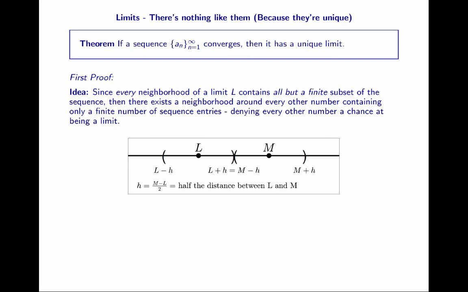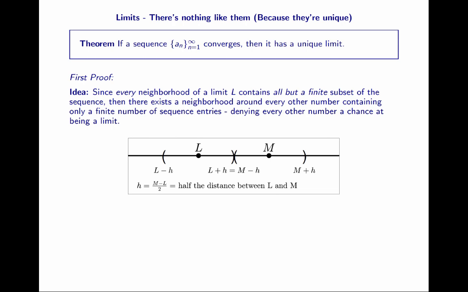Since every neighborhood of a limit L contains all but a finite subset of the sequence, there exists a neighborhood around every other number containing only a finite number of sequence entries, denying every other number a chance at being a limit. We see this illustrated in an example below. L is the limit and M is another number. I can let H be half the distance between L and M.